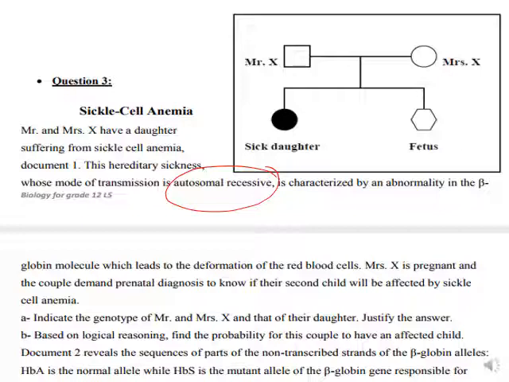So first of all, they said that it's recessive, so you have to give symbols before you give the genotype. Let N capital be the symbol of the normal, and let's say s small for the sickle cell anemia be for the affected.